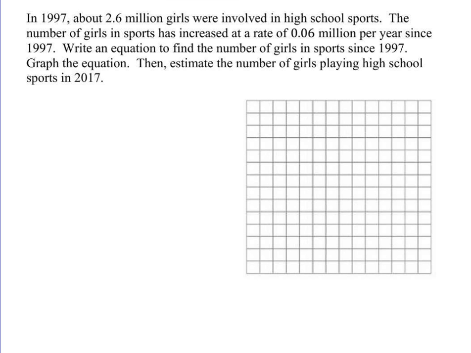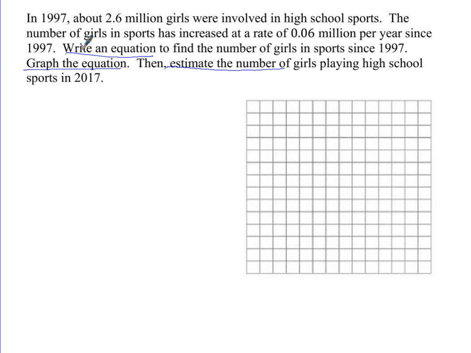Since 1997. Write an equation to find the number of girls in sports since 1997. Graph the equation, then estimate the number of girls playing high school sports in 2017. So there's 3 things we have to do here. We have to write an equation, we have to graph the equation, and then estimate the number of girls. Okay? 3 things. In order to start, we have to write the equation.